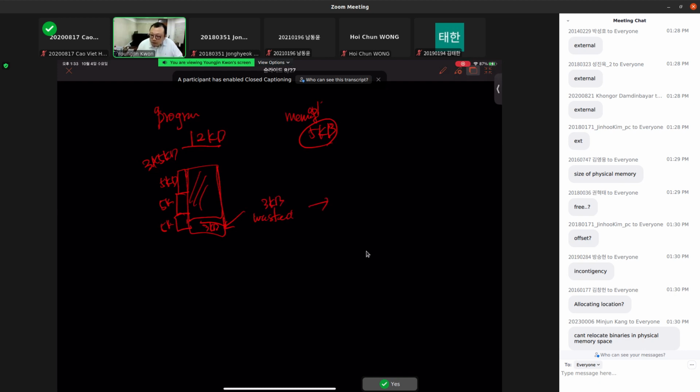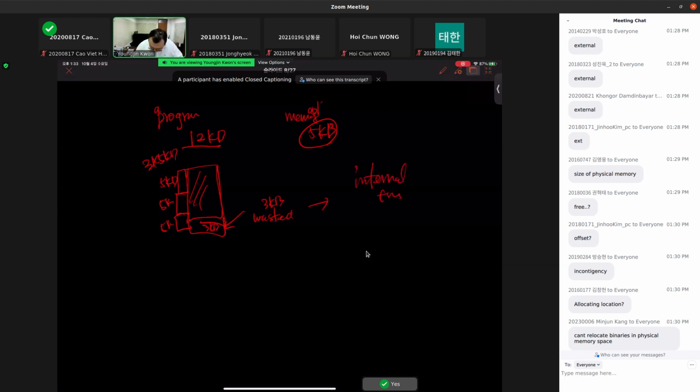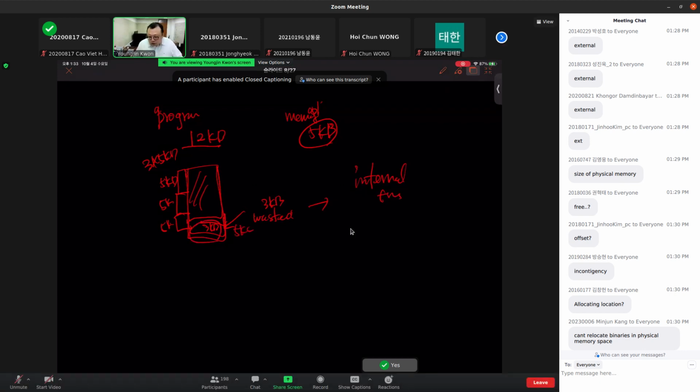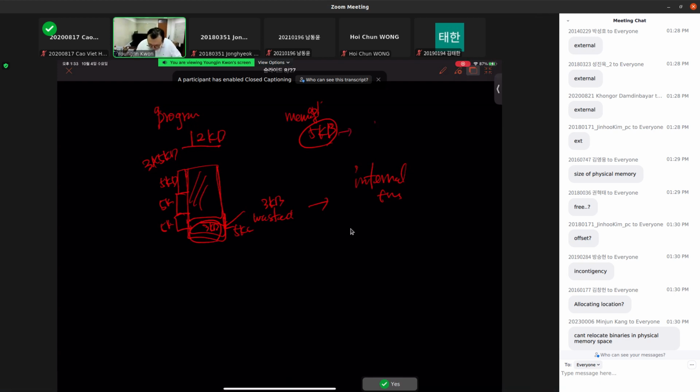This also happens: internal fragmentation. Due to this 5 kilobyte unit, a 3 kilobyte chunk is wasted. For example, if the memory allocation unit is 1 kilobyte, then every allocation is in 1 kilobyte chunks, so you only allocate 12 chunks, and then no internal fragmentation happens. So if your allocation size is smaller, no internal fragmentation happens.